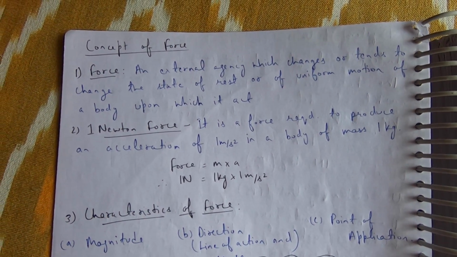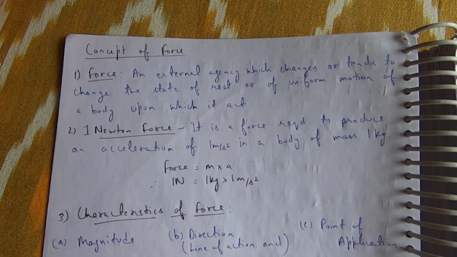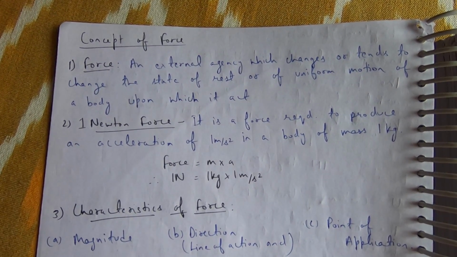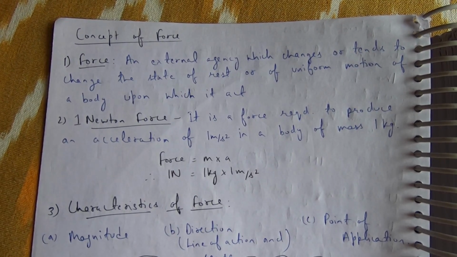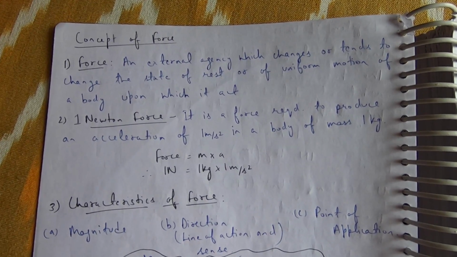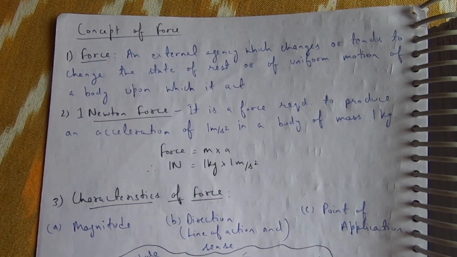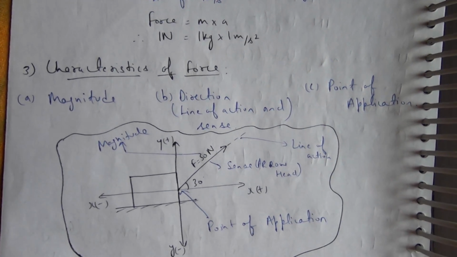Concept of force: an external agency which changes or tends to change the state of rest or of uniform motion of a body upon which it acts. 1 Newton force: it is the force required to produce an acceleration of 1 meter per second square in a body of mass 1 kg. Force is equal to m into a. 1 Newton is equal to 1 kg into 1 meter per second square.